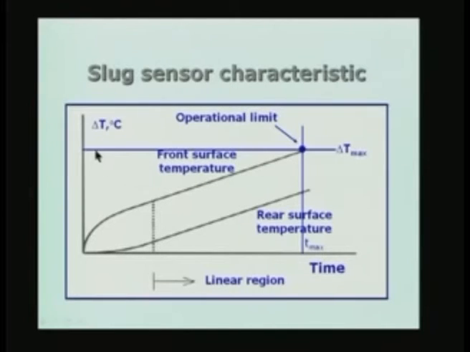And if I again have a certain operational limit for the transducer, I can say that up to some t equal to t max, I can use the slug sensor so that the temperature limit specified is not exceeded. Secondly, I also have to find out the time over which the back surface temperature is going to be linear. Initially there is non-linearity, and then it becomes linear.